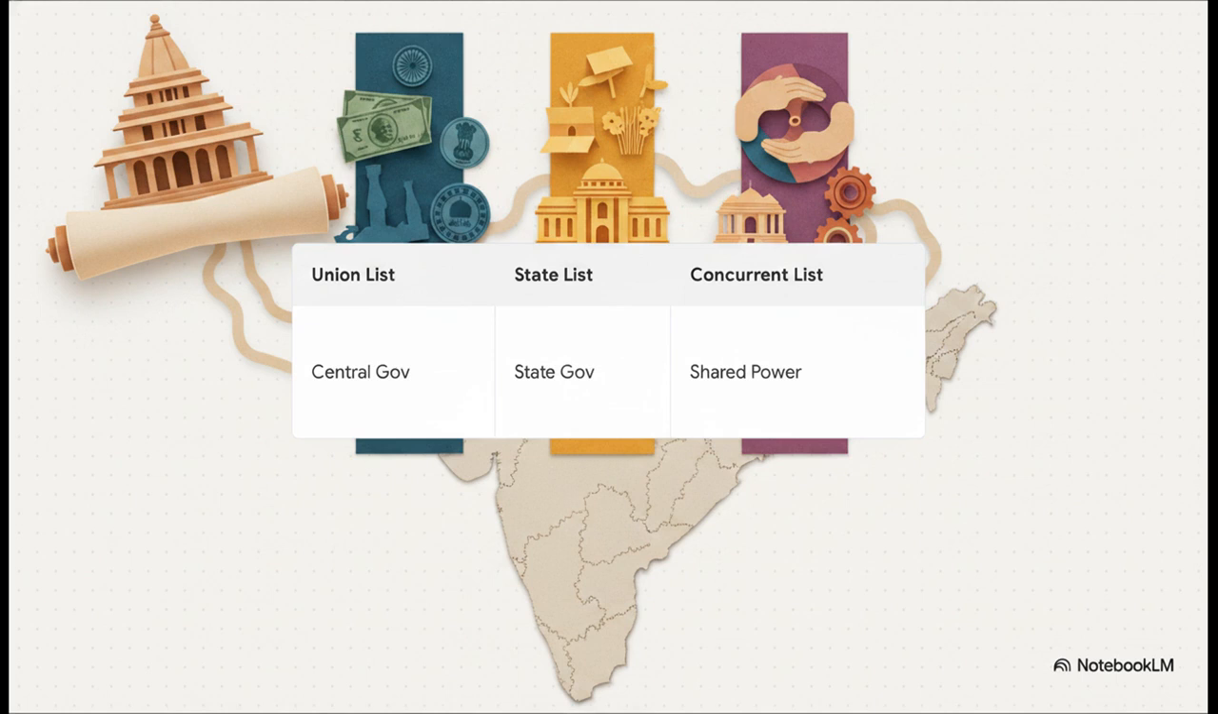And this legal authority gets mapped out in the 7th Schedule, which basically dictates who gets to collect what. It's split into 3 lists. The union list gives exclusive power to the central government. The state list is solely for state governments. And the concurrent list, that's where they both share the power. It keeps things from turning into total chaos and divides up the taxing authority across the nation beautifully.